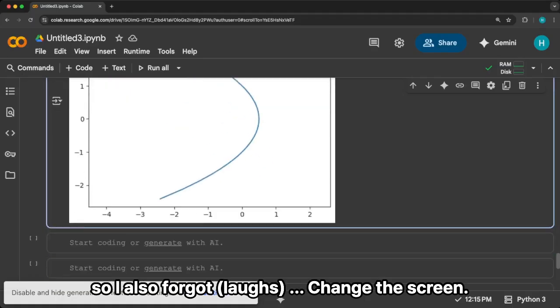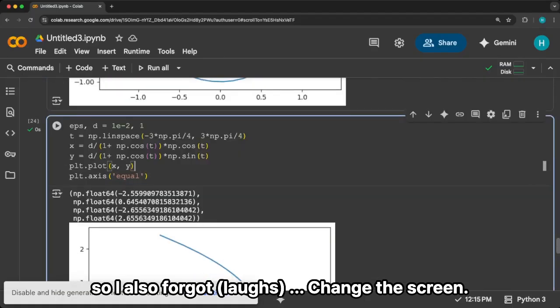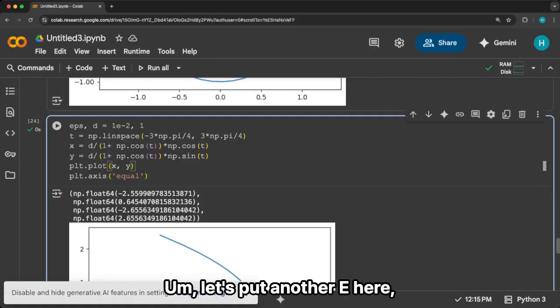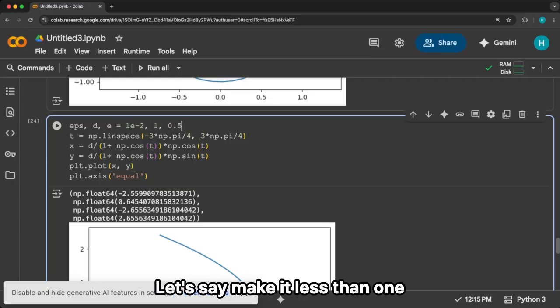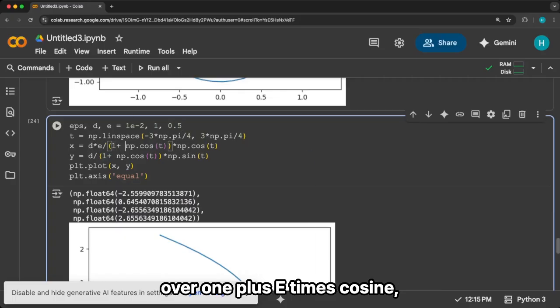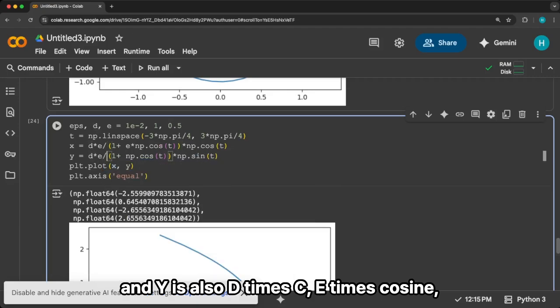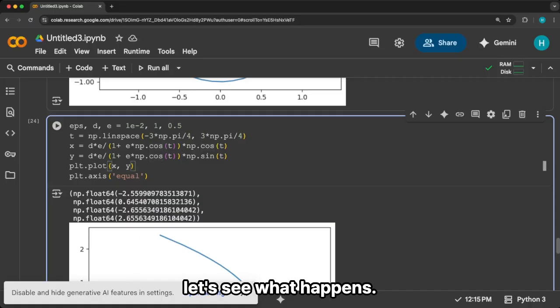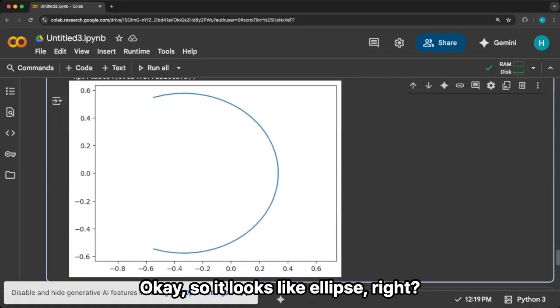So let's try to draw it. I also forgot to change the screen. Anyway, let's put another E here. Let's say E is 0.5, making it less than 1, and see what happens. X is D times E over 1 plus E times cosine theta, times cosine, and Y is also D times E over 1 plus E cosine, times sine. Let's see what happens. Okay, so it looks like an ellipse, right?